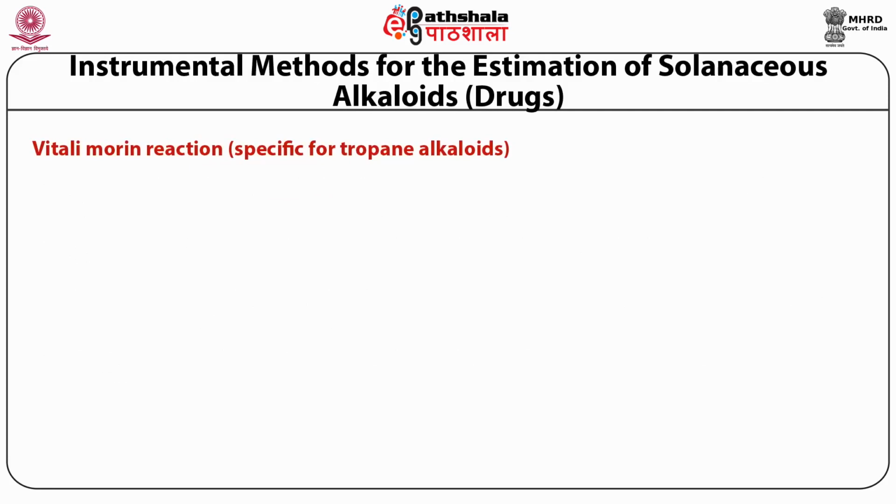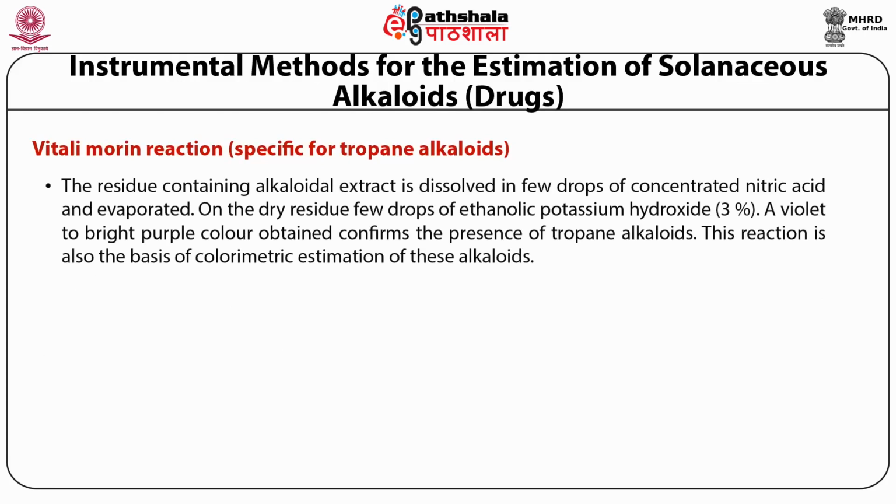One specific test used for the colorimetric estimation of tropane alkaloids is the Vitali-Morin reaction. Here the residual extract, separated from the plant matrix, is dissolved in a few drops of concentrated nitric acid and evaporated. Then a few drops of ethanolic potassium hydroxide are added to the dried residue. A violet to bright purple color is obtained. This confirms the presence of tropane alkaloids. This reaction is also the basis of colorimetric estimation of these alkaloids.